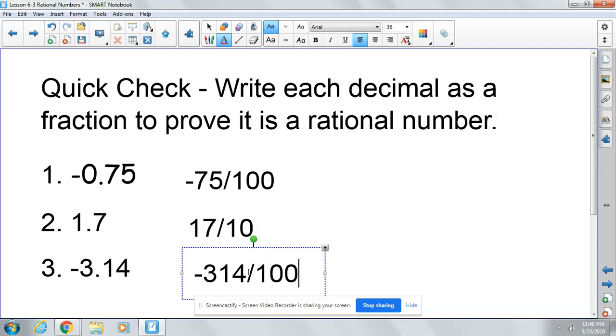In your practice today, you will be asked to write a decimal as a fraction to prove it's a rational number. So this is the exact same steps that you will be doing to answer those questions.